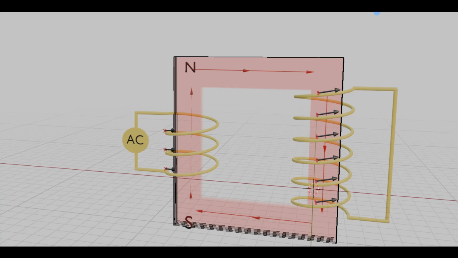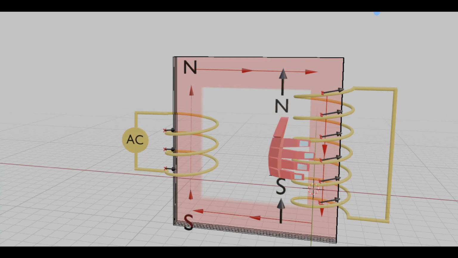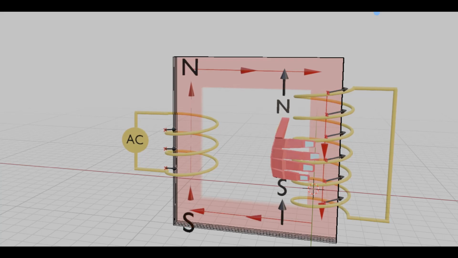Here we go. As the current goes from left to right, we can see an increasing magnetic field going down. So what's the opposite of an increasing magnetic field? We need to reduce it. How do you reduce an increasing magnetic field? Do the opposite. The magnetic field's pointing down, but because it's getting bigger, we'll oppose it by having an induced magnetic field pointing upwards.